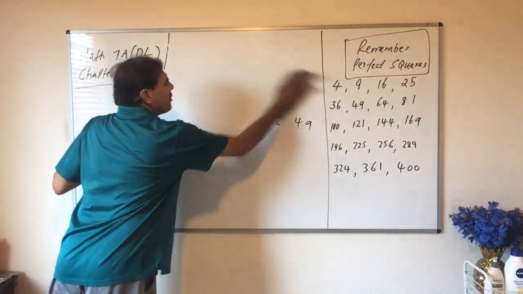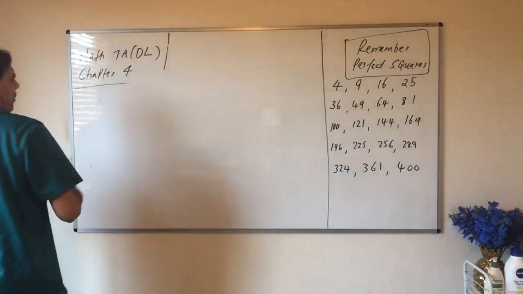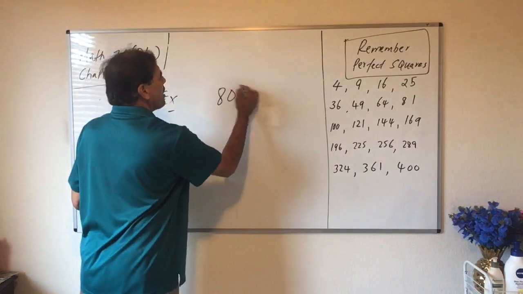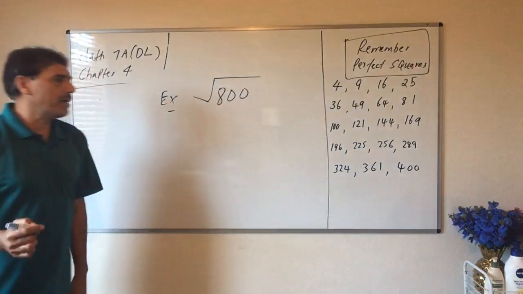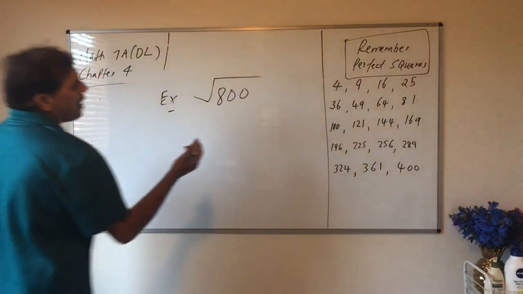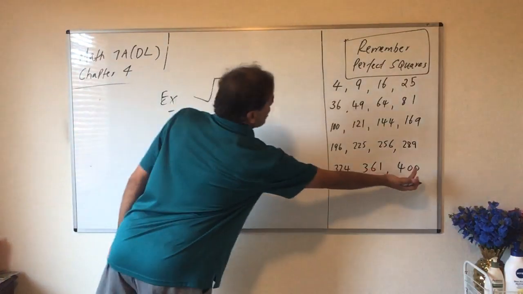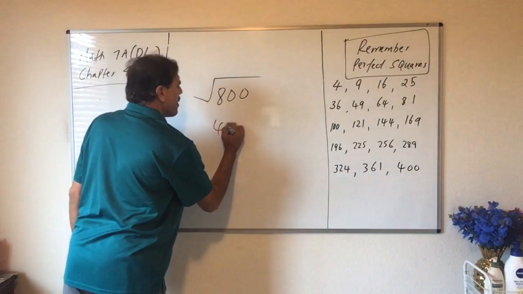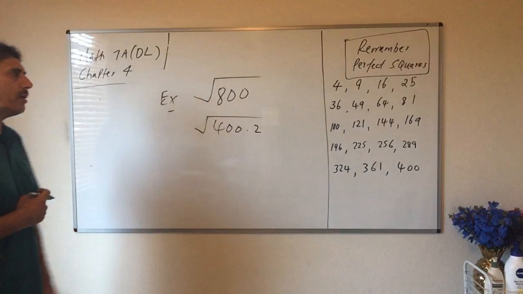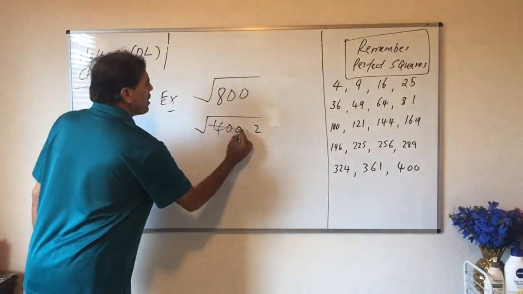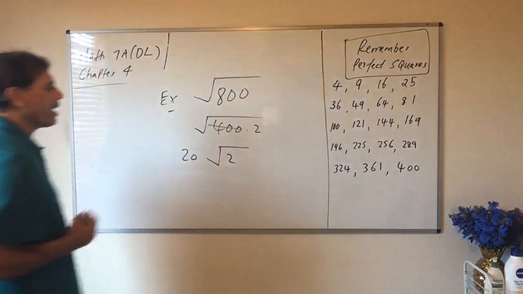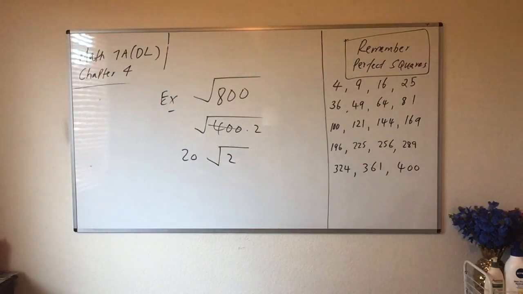One more example. Somebody asks you to simplify the square root of 800. But 800 is not a perfect square. Well then, 400 here is a perfect square. So what is the best combination? 400 times 2, that's the best combination. The square root of 400 is 20, because 20 times 20 is 400. So the answer is 20 root 2. That's it.